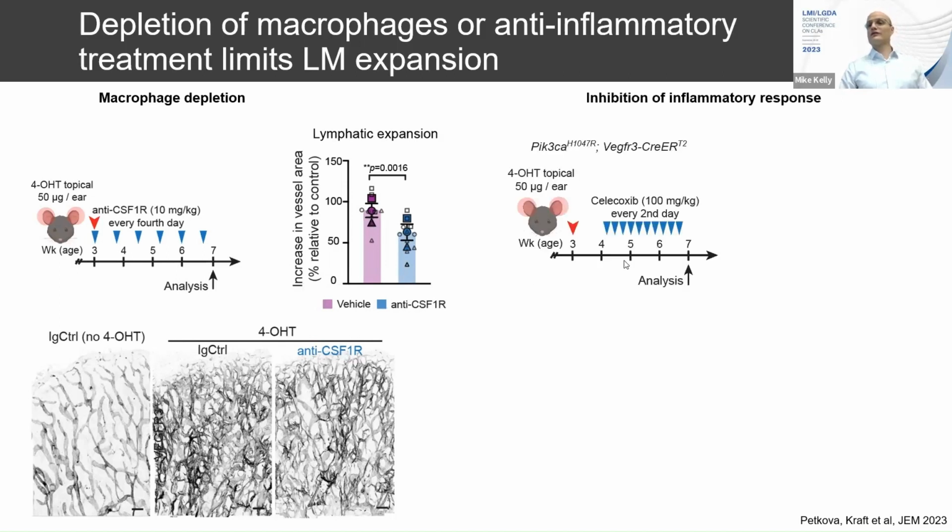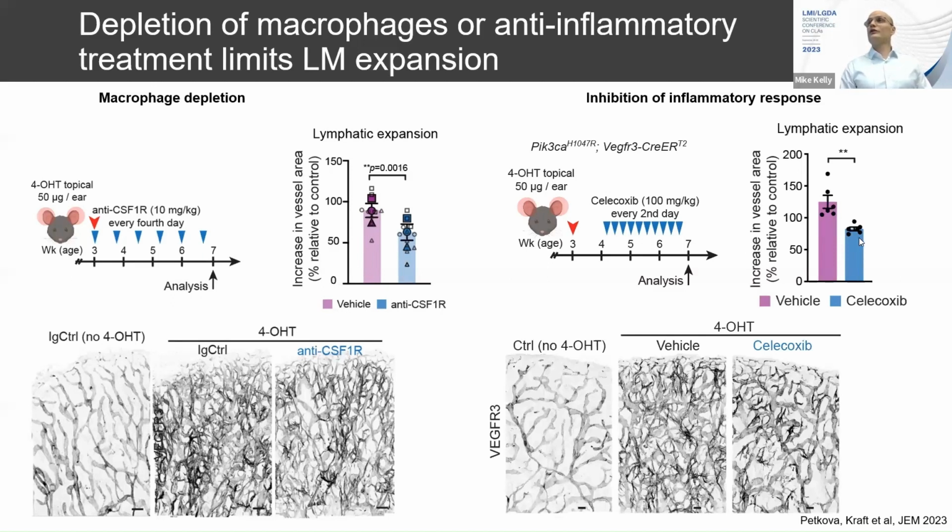We also decided to look if a general inhibition of the inflammatory response would also cause a better outcome for these mice, as of course macrophage depletion is not clinically a feasible way to go. We therefore administered celecoxib 1 week after inducing the mutation, every 2nd day via oral gavage, and again analyzed the animals 4 weeks later. Again, even a general inhibition of inflammation could reduce the phenotype, and we could observe a reduction in lymphatic expansion specifically in animals treated with celecoxib, but not in vehicle controls.